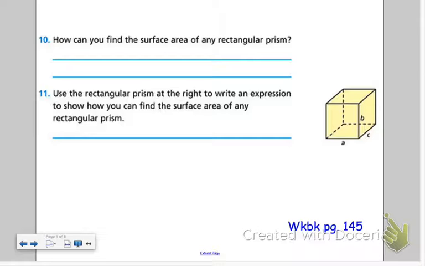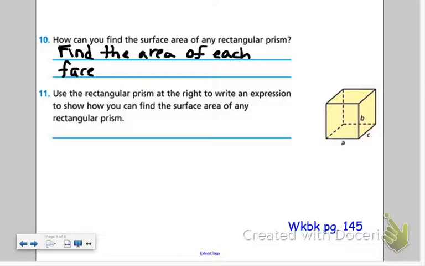So how can you find the surface area of any rectangular prism? Well, one way to go about this would be to find the area of each face and add them up. That will work with any prism.